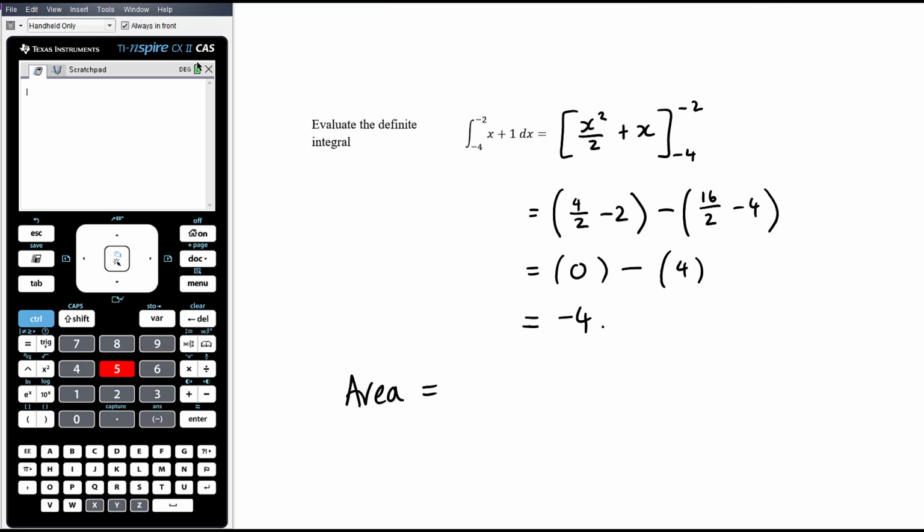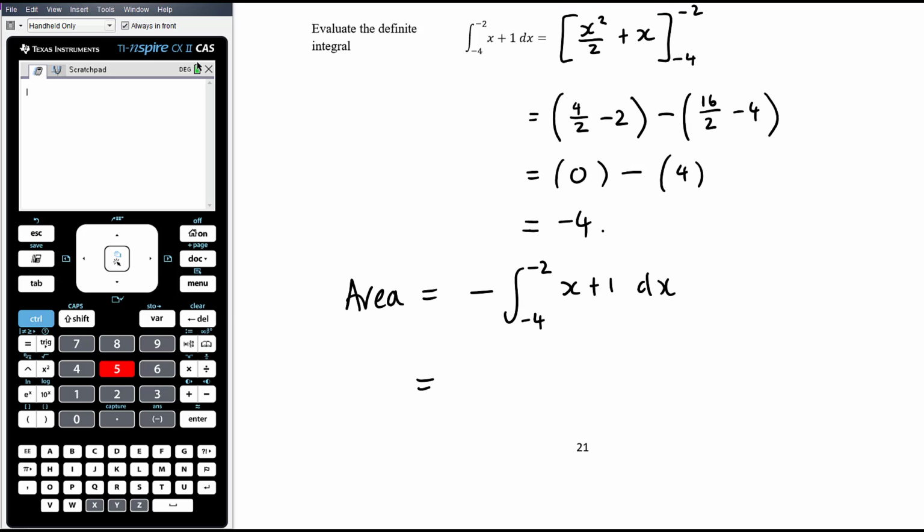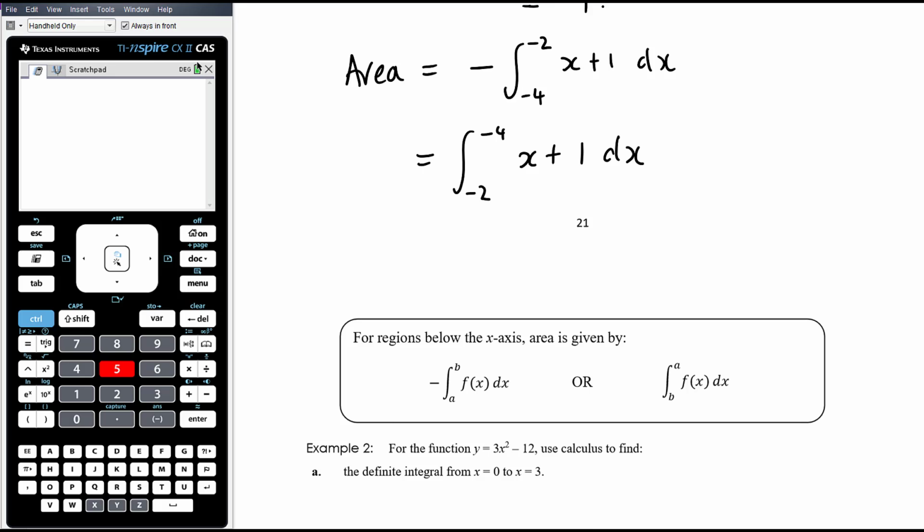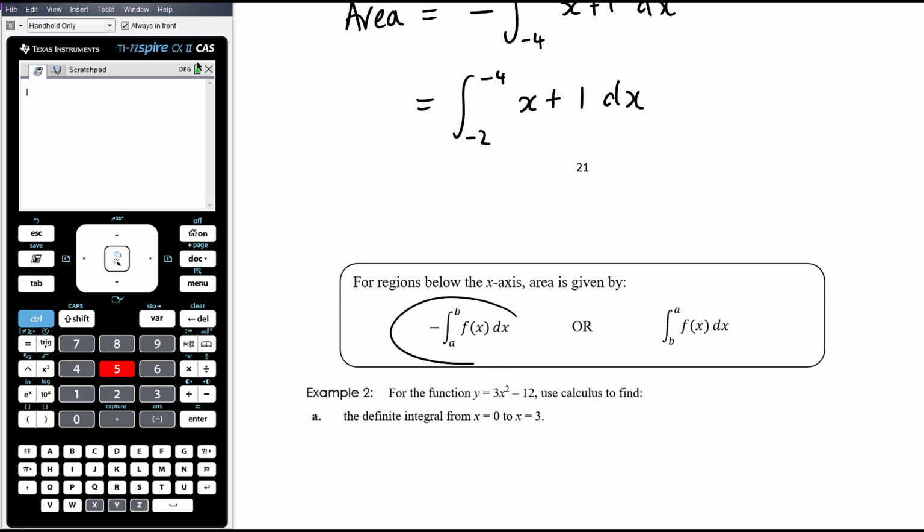So the area is actually equal to the negative of the integral from negative 4 to negative 2 of x plus 1 dx. You might remember from our properties of integrals that instead of sticking a negative out the front, we could instead switch around the limits of integration. Okay, and that's the same thing. And obviously this is just one example, so it's in no way a proof, but this is actually true. So for regions below the x-axis, the area is given by the negative integral from a to b of f of x. Or we can write that as the integral from b to a of f of x, so we can switch the limits of integration instead.